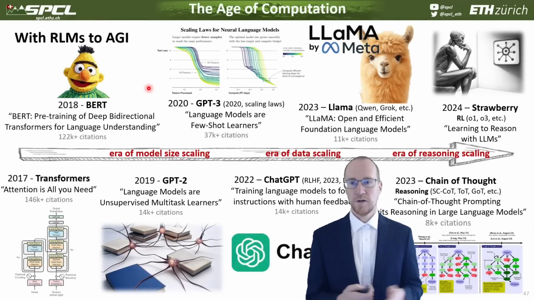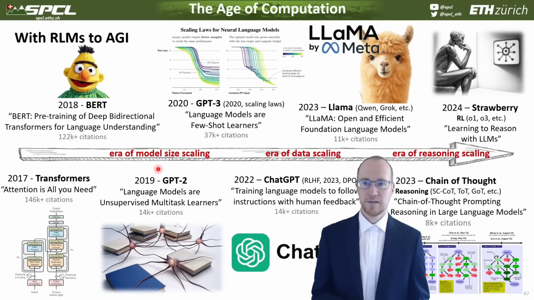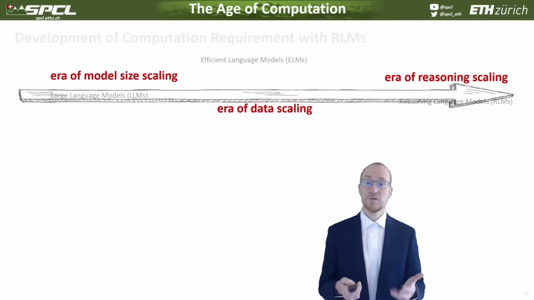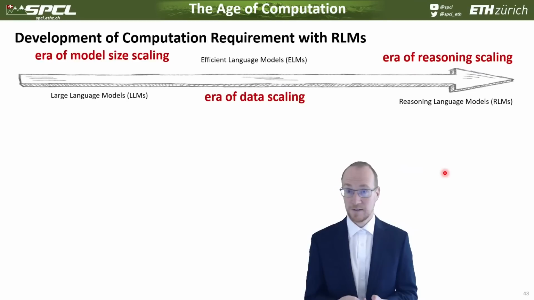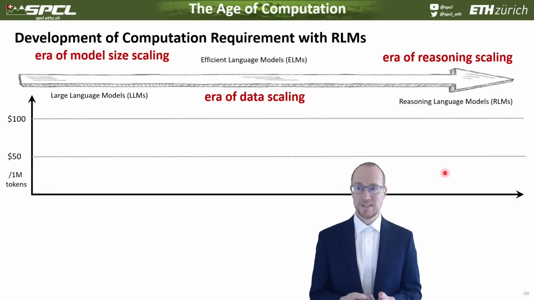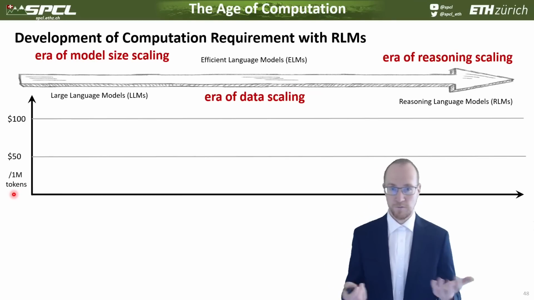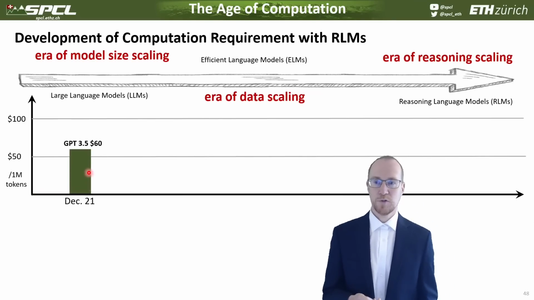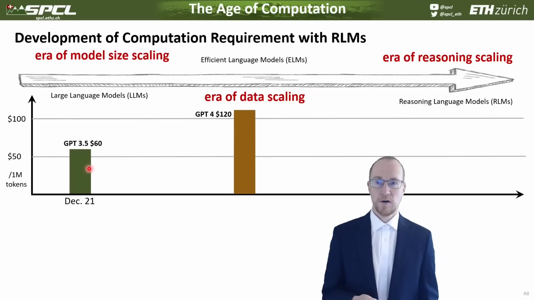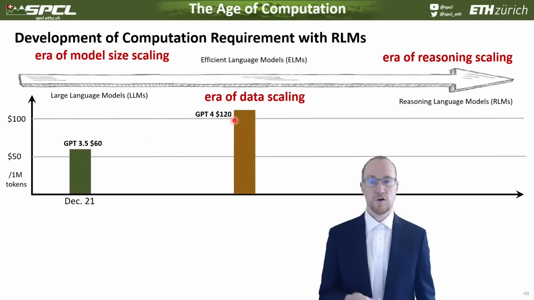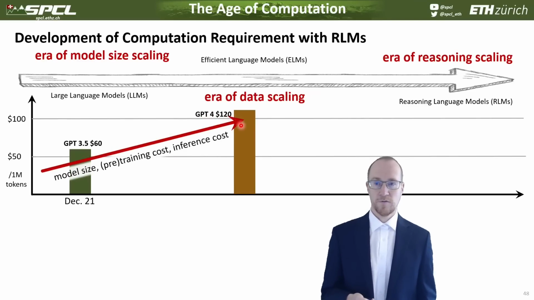So now we're somewhat at the end. We had these 3 eras: the era of model size scaling, the era of data scaling, and the era of reasoning scaling. I want to give you some more evidence about these 3 eras, based on the actual cost of the OpenAI API for 1 million tokens, because OpenAI also went through these 3 eras. So in December 21, we paid about $60 for GPT-3.5. Now, as the model size scaled, the cost doubled. So of course, larger models, more expensive compute.